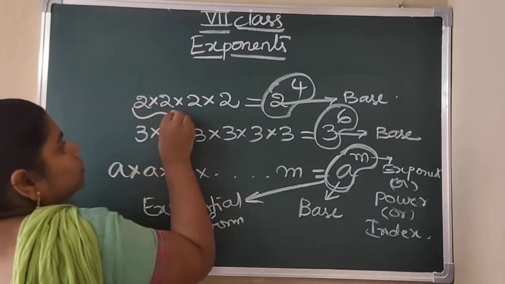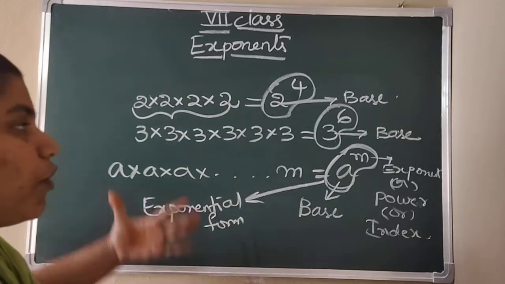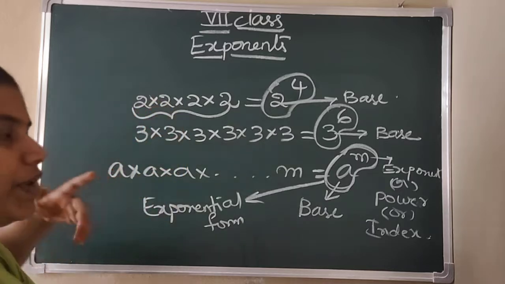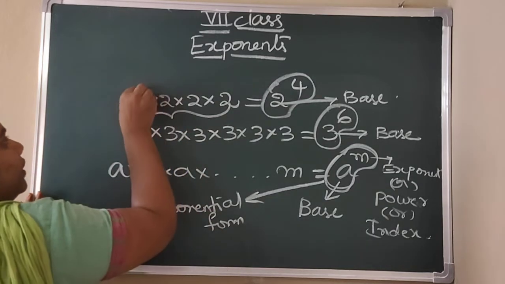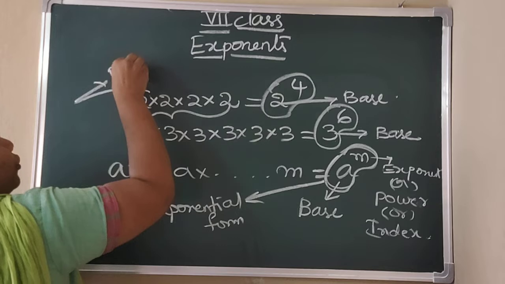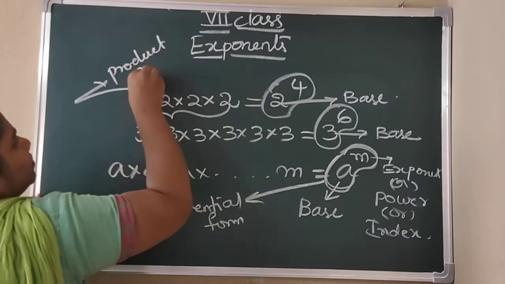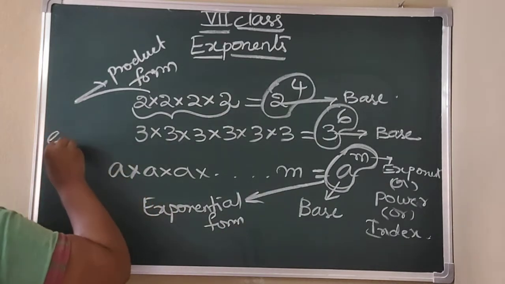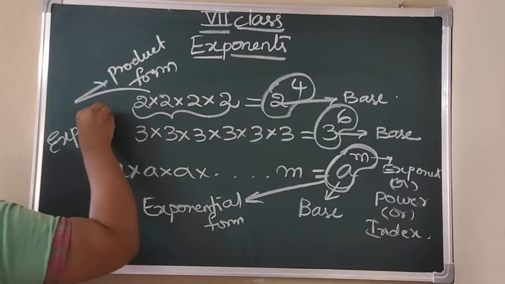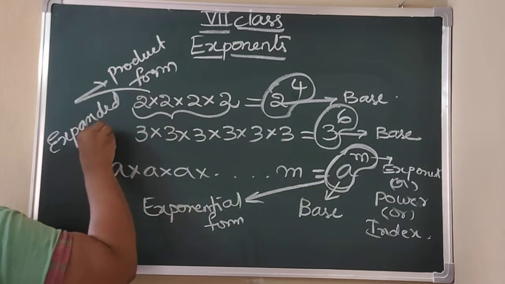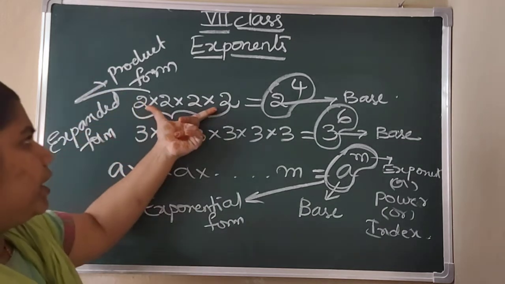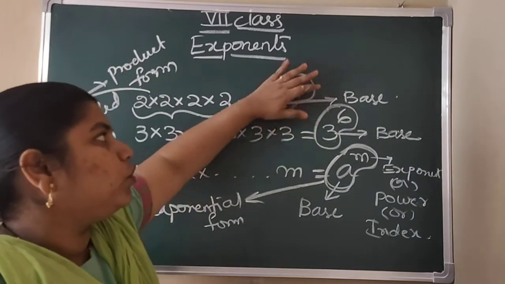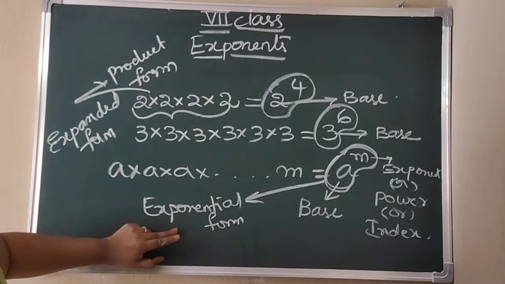Then what do we call this 2 into 2 into 2 into 2? We are doing the product here. We can call this form the product form, or we can also call it the expanded form. And this 2 power 4, the whole term, we will call the exponential form.